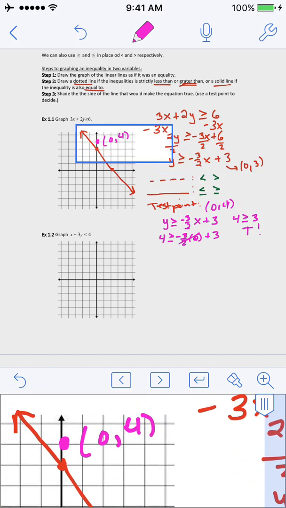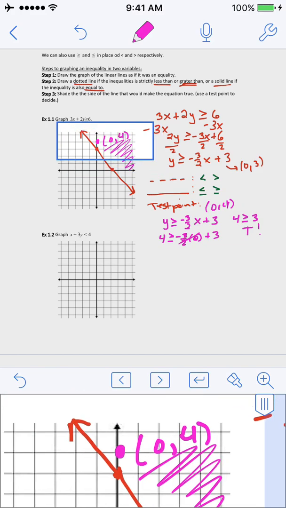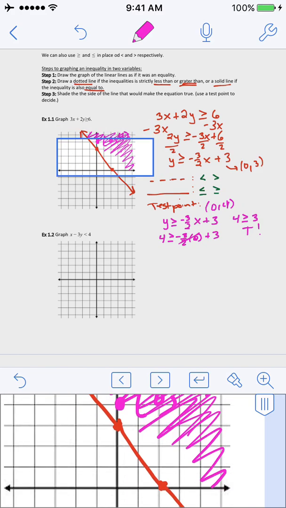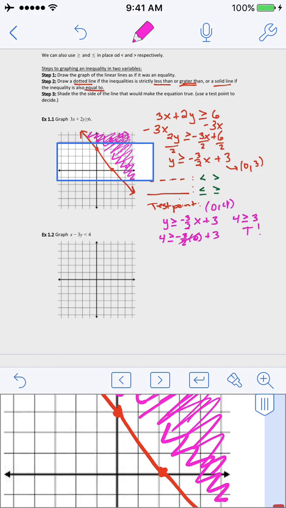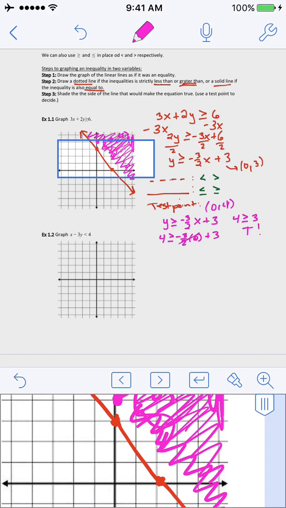So I know that this is my true side. This is the side I need to shade. Because one test point worked on this side, all the points will work on this side. And there we have the graph of the inequality.